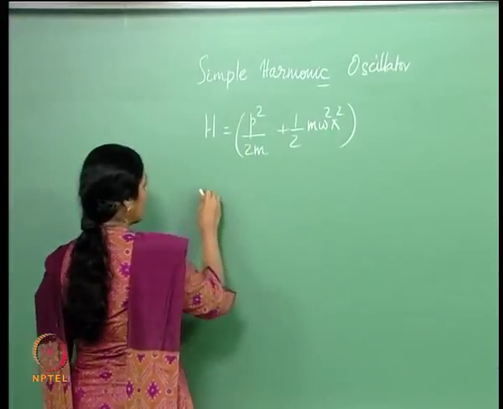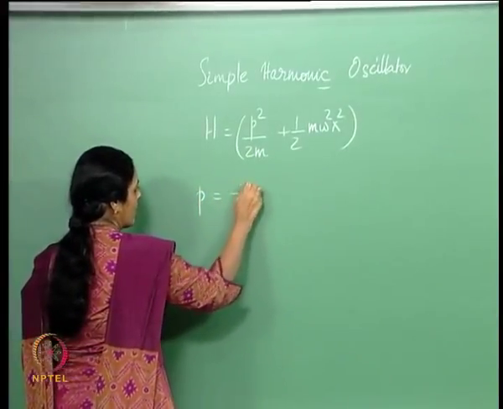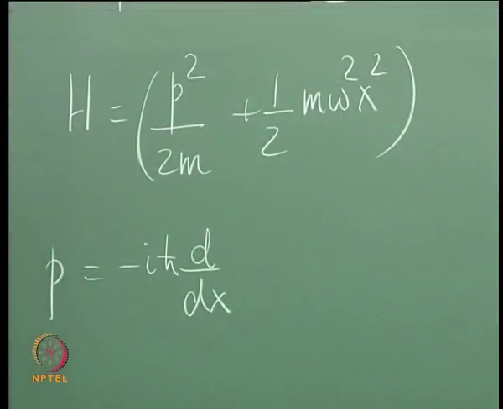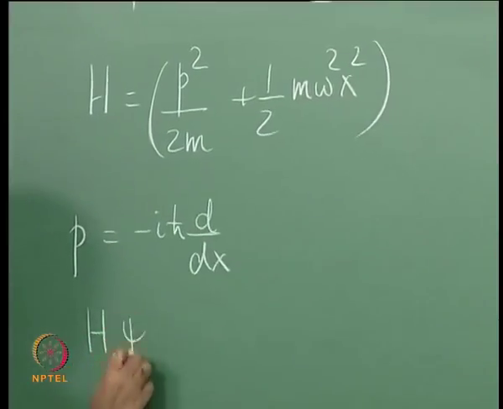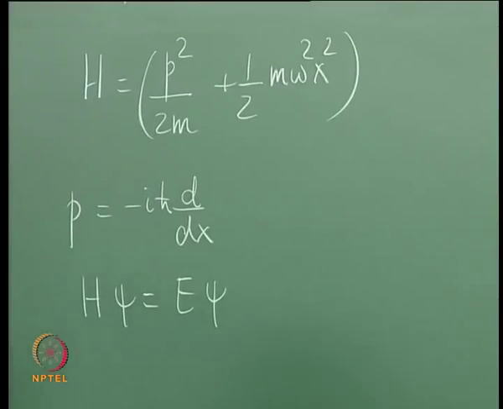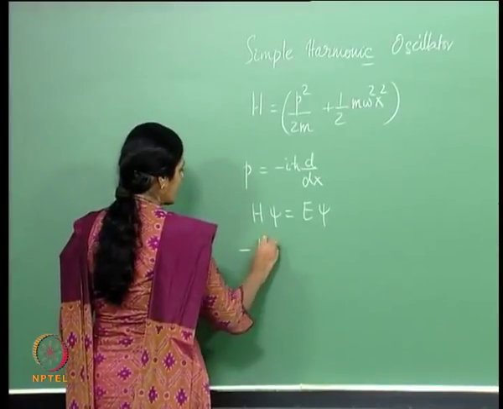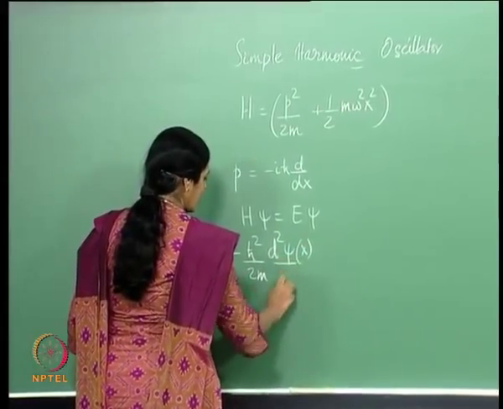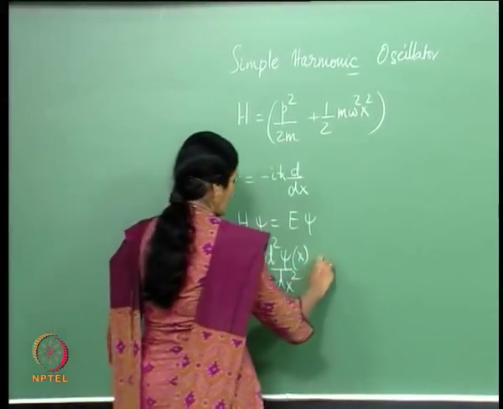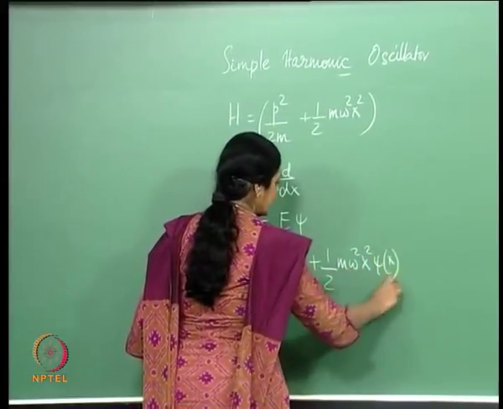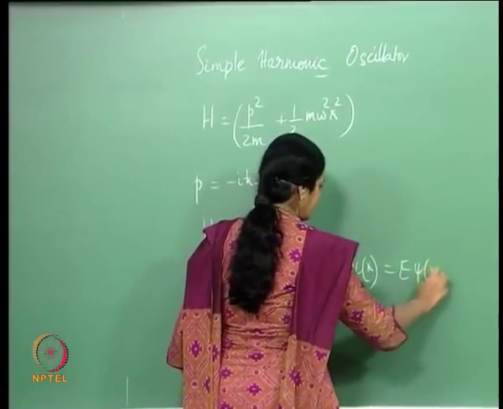This is the Hamiltonian, and p is to be written as minus i h cross d by dx in the position representation. The equation itself is H psi is equal to E psi. That was the time independent Schrodinger equation, and therefore we had minus h cross squared by 2m d2 psi of x by dx squared plus half m omega squared x squared psi of x is equal to E psi of x.